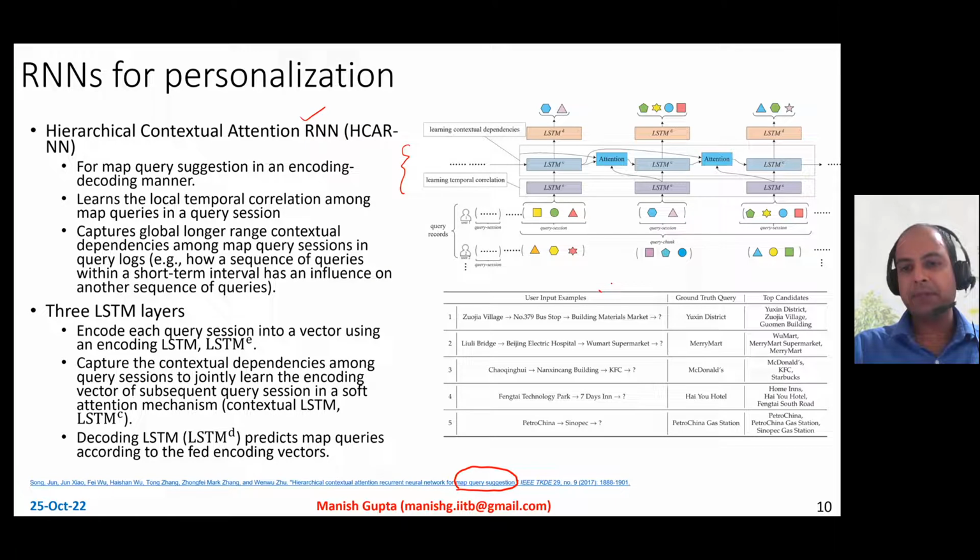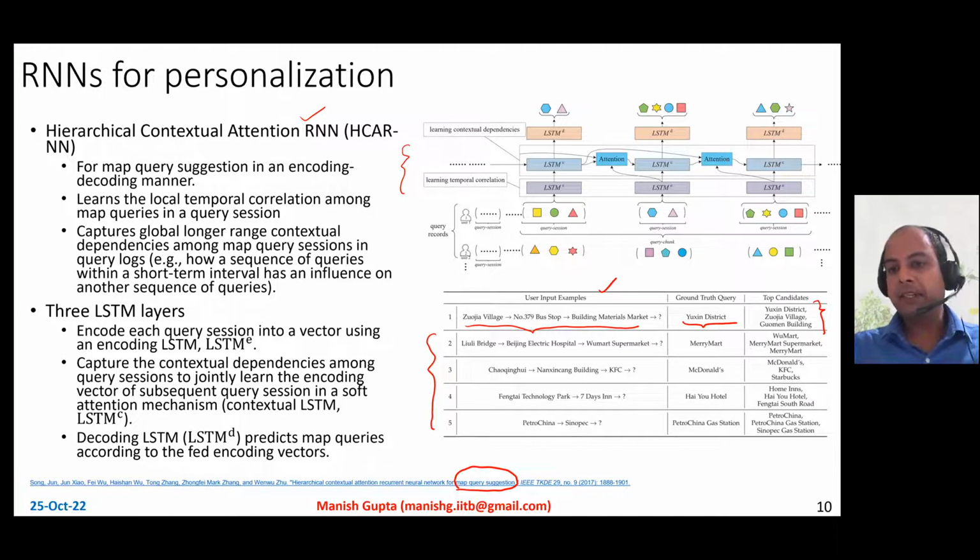So here are some input examples. There's a user who has been doing a session searching for three different things, maybe a touristy user, right? And the next query is Eugene district. Here are the top candidates that were generated thanks to this RNN-based hierarchical personalization system, and so on. So you see there are several examples where the sessions are of different sizes, and the queries that have been recommended or generated by this RNN system all seem to be pretty reasonable compared to the ground truth query. Overall, the model has three different LSTM layers.